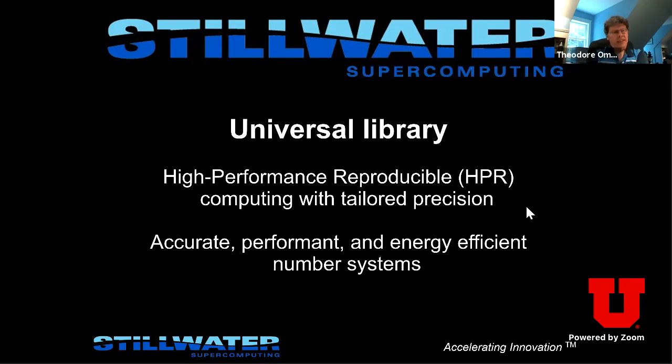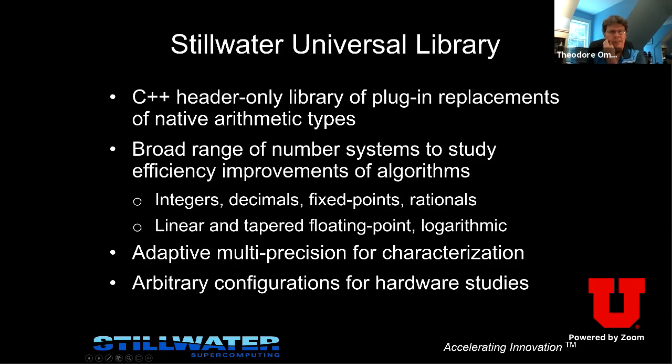The Universal Library is a C++ header-only library featuring plug-in replacements for native arithmetic types. Right now, we have a broad range of number systems, and they're all tailored to study efficiency improvements for more complex algorithms. We have integers, decimals, fixed points, rationals. Then we, of course, have the linear and tapered floating points and logarithmics. And today, I've learned of a handful more, so it would be quite nice to add these when we get time or when people are interested in contributing.